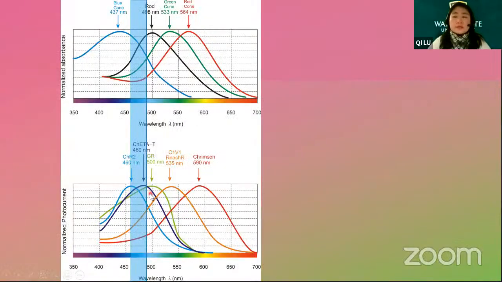The channelrhodopsin's most sensitive wavelength is between 660 nanometer to 690 nanometer. And so this area is blue light. To compare to the human eyes, it's between the rod and the blue cone. So it's quite blue.